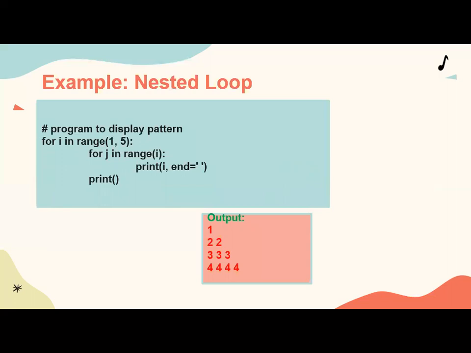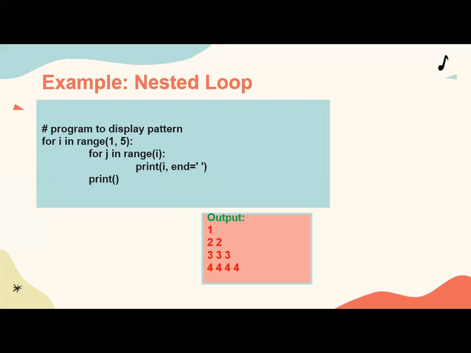Example for the nested loop. This is the Python program to illustrate nested loops to display a pattern. This is the nested for loop: for i in range(1, 5). After that, for j in range(i). Next, print(i, end=""). Then the next print statement.